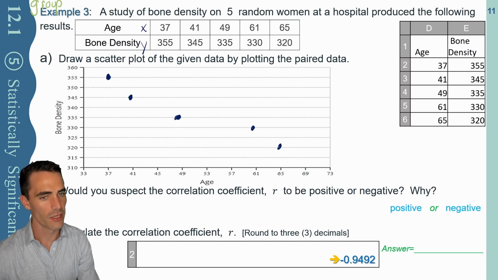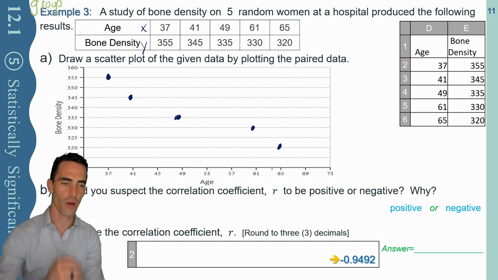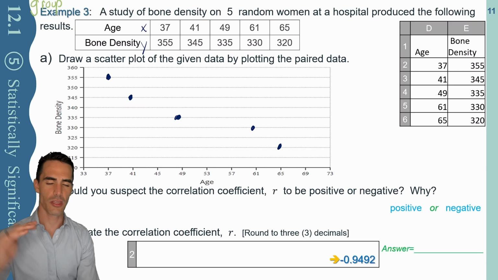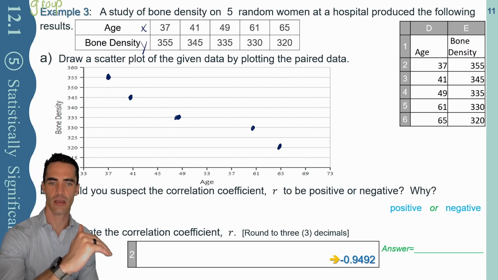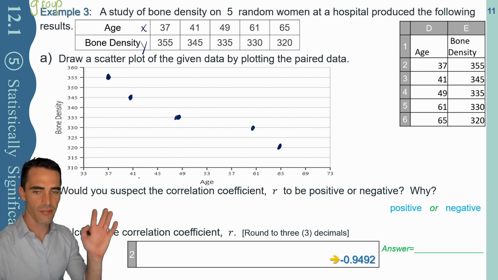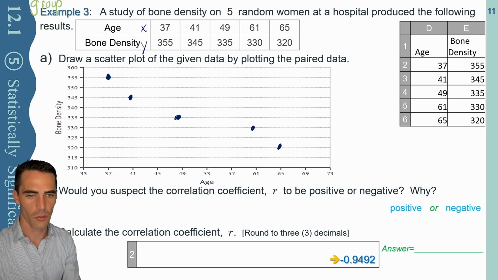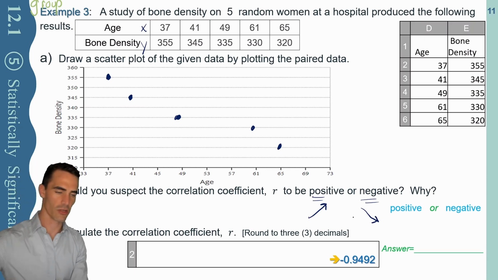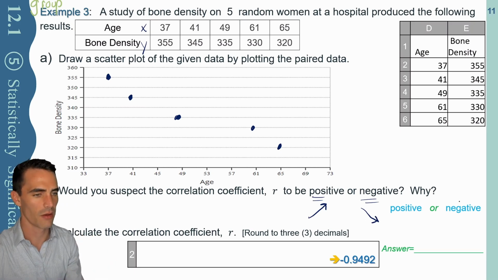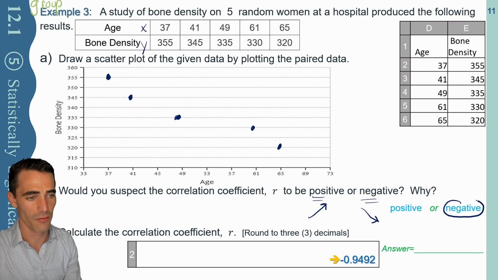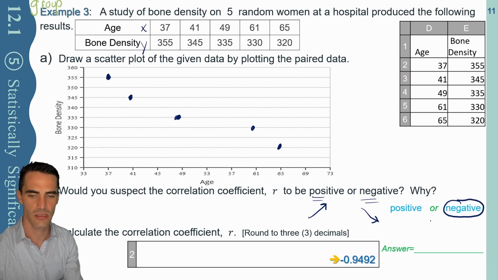It's not a perfect linear relationship. I can't make a perfect line through all of those, but certainly I could imagine the relationship, and it's decreasing. It's going down. So before we even compute, would you suspect the correlation coefficient R to be positive, which should look like this going up, or negative? Well, from our picture, these are going down. The line is going down. There is probably going to be a negative correlation coefficient because of, again, the negative slope.